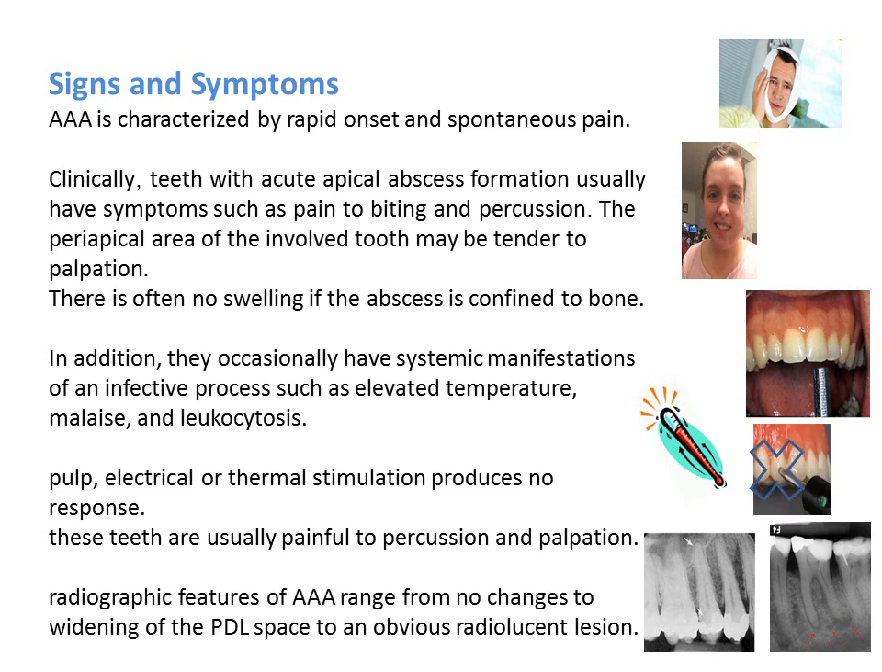Clinically, the tooth with acute apical abscess formation has symptoms like pain on biting and on percussion. If you press with your finger on the gingiva over the periapical area of the involved tooth, the patient will feel pain. So it's painful, tender on palpation. But you should know where to press. Okay? There is no swelling.